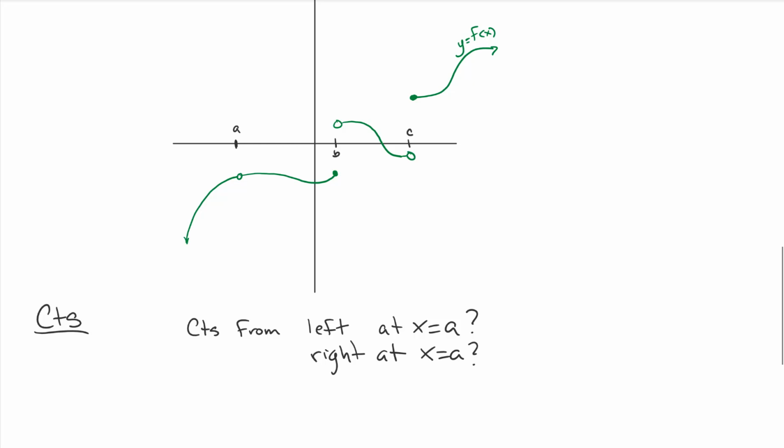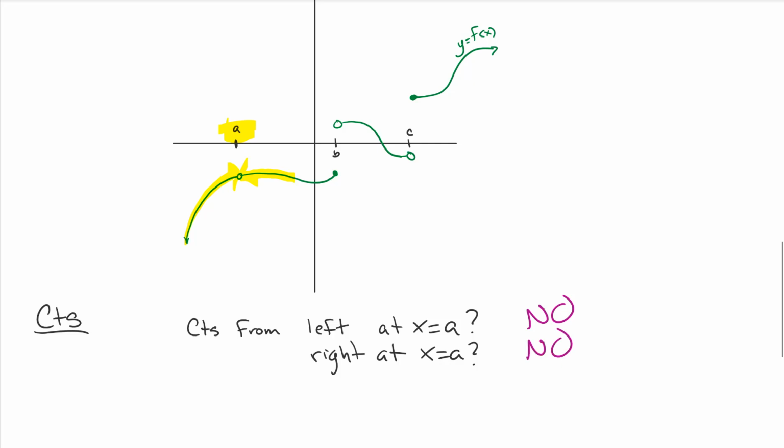What's up? Let's look at a. A's right here. We don't care what the numbers are. At a, is it continuous from the left? Is there a hole there? Yep. No, it's not. Continuous from the right? Let's go towards it. Is there a hole there? Nope. Then yes, it's continuous.